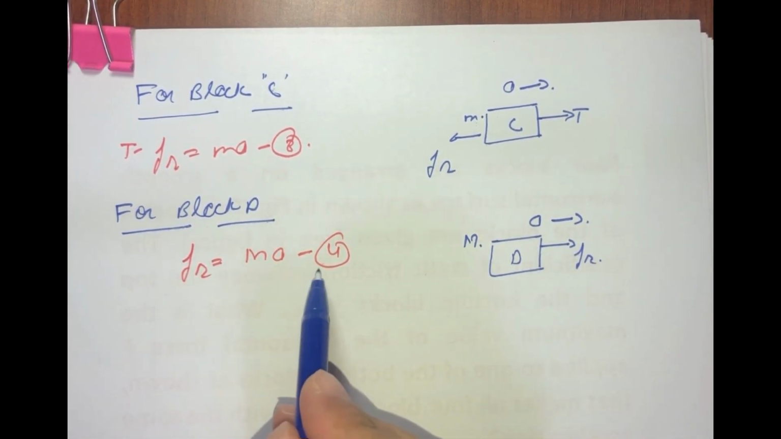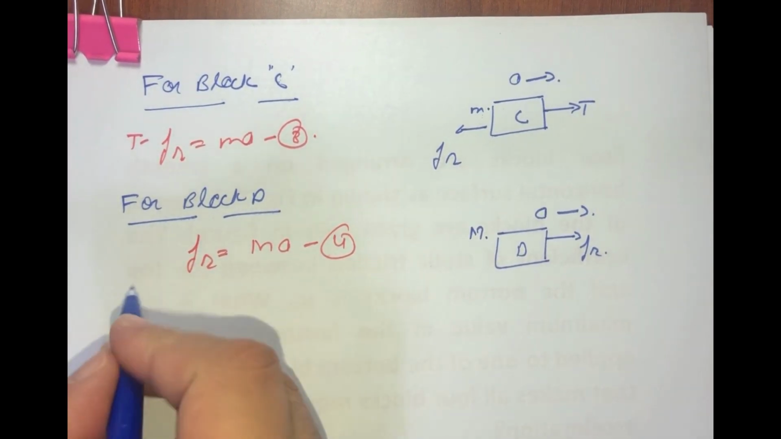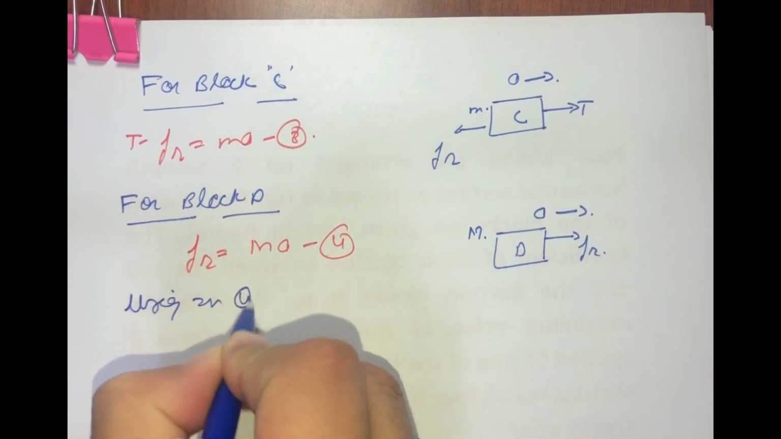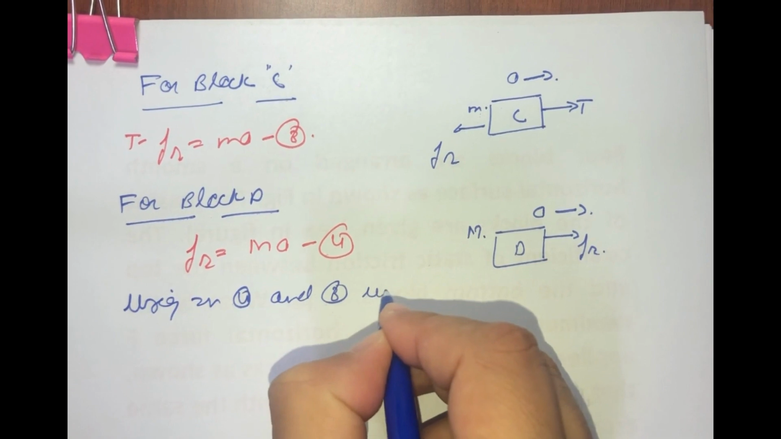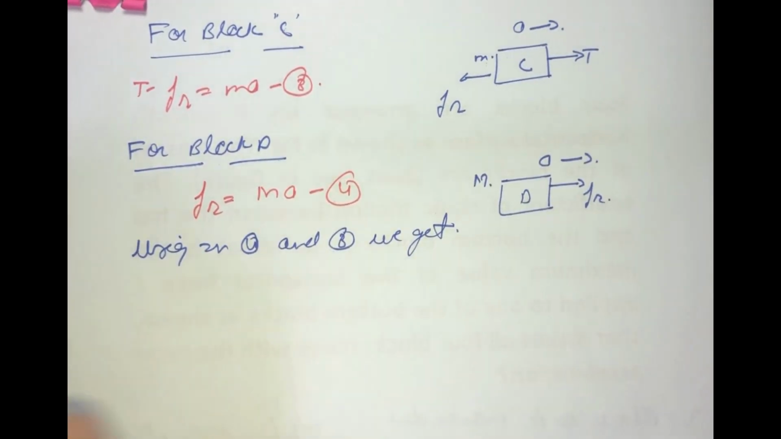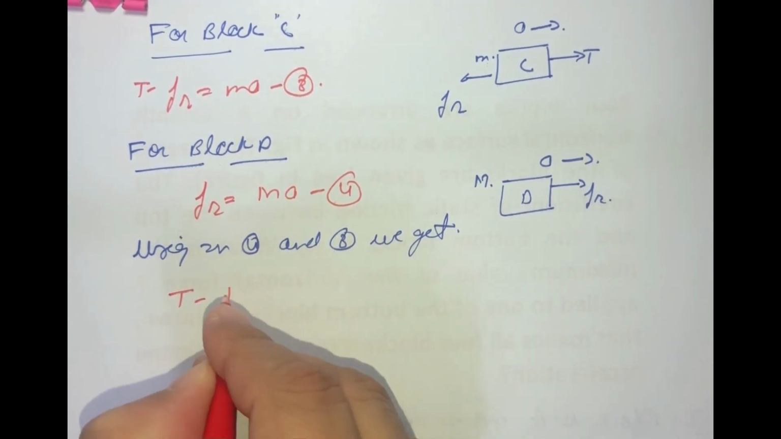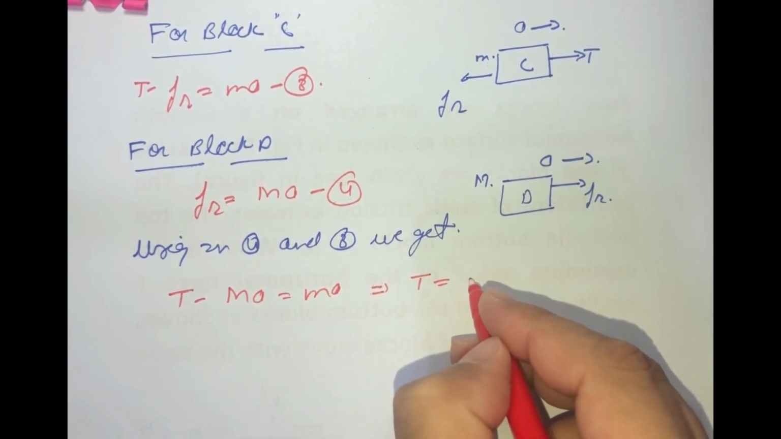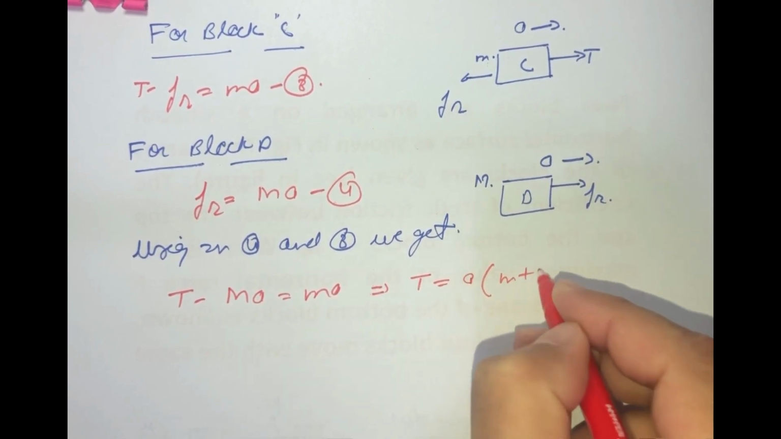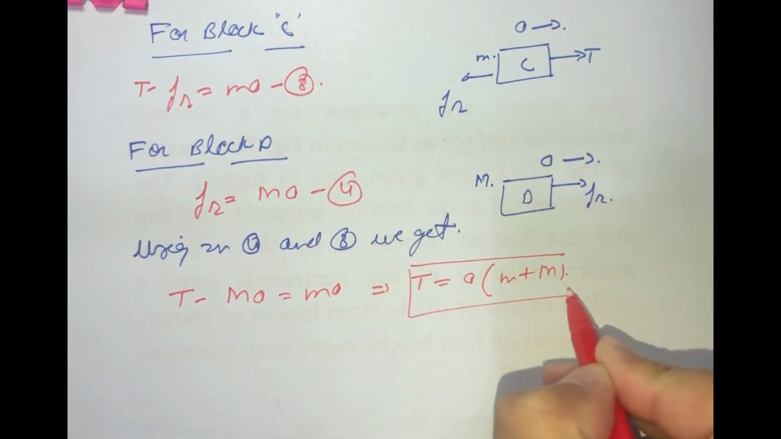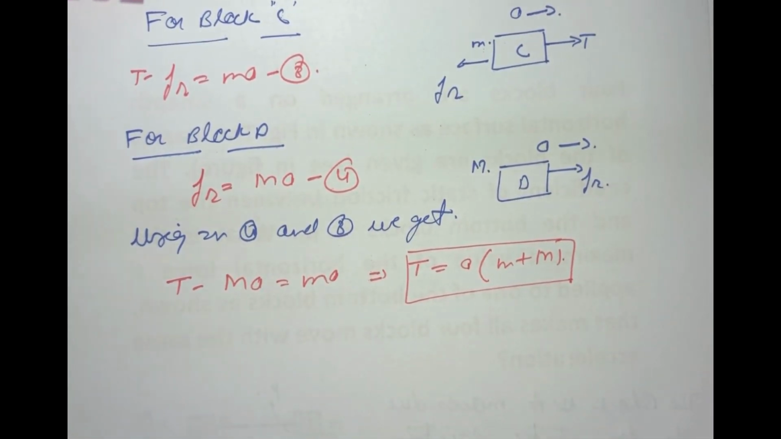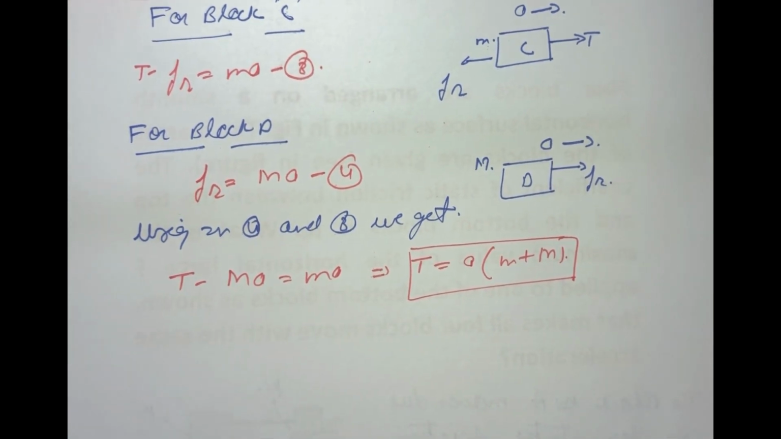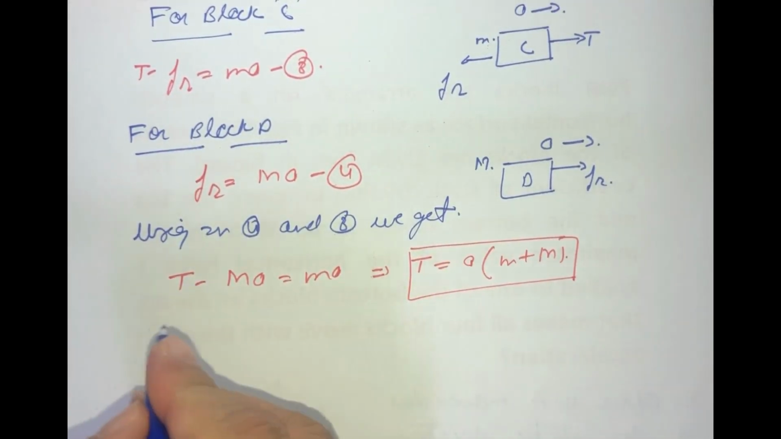So we use equation number 4 and 3. Using equation 4 and 3, we get T minus MA is equal to small ma, and from here we can write T is equal to, A can be taken as common, so this will be (m plus capital M) a. This is the tension, you can also find it if required, and we already know equation 2.